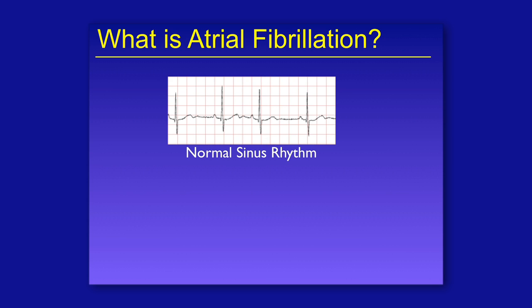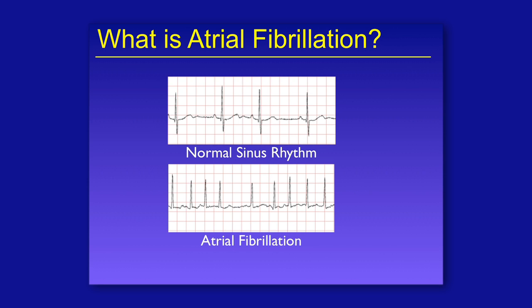In normal sinus rhythm, you have a small little blip in front of a large blip. That small blip is the contraction of the receiving chambers of the heart, the atria. That's followed by the large blip, which is the pumping chambers. That's normal sinus rhythm. Atrial fibrillation is a chaotic rhythm, where the receiving chambers are not contracting regularly. They're jiggling, almost like jello. Occasionally those jiggles cause the main pumping chambers to beat in a random pattern.